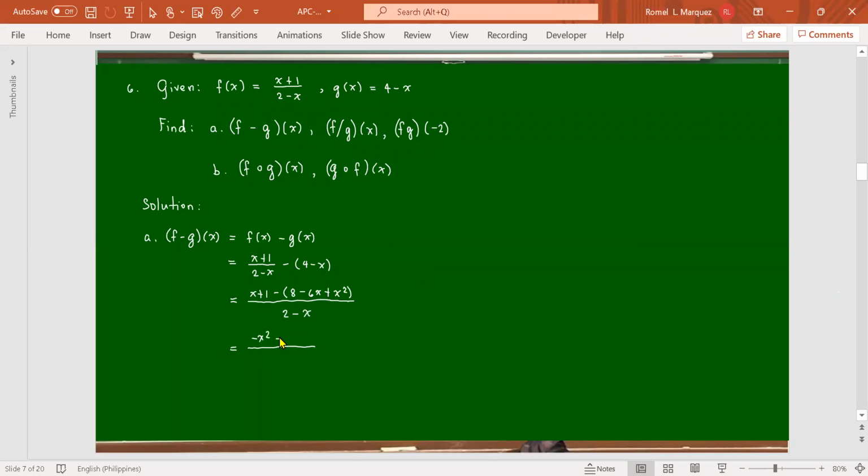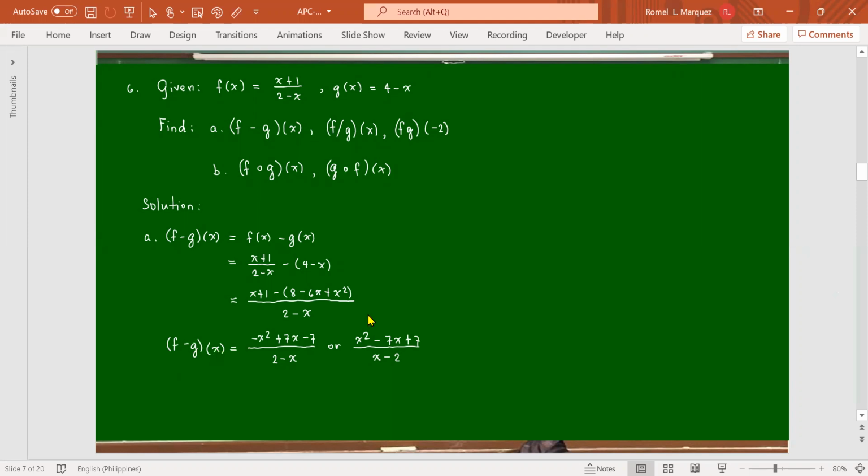This is positive 7x minus 7. Okay? What about the denominator? 2 minus x. Or I can start with positive x squared. So x squared minus 7x plus 7, but all over x minus 2. You can have that also if you want.